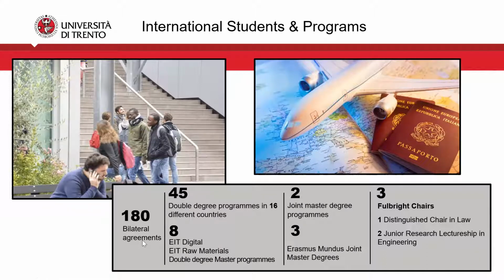With regard to bilateral agreements, we have partnerships with around 180 international universities. We have 45 double degree programs in 16 different countries, 8 EIT programs in different areas that you can see here. We have 2 joint master's degree programs, 3 Erasmus Mundus joint master's degrees, and 3 Fulbright chairs.